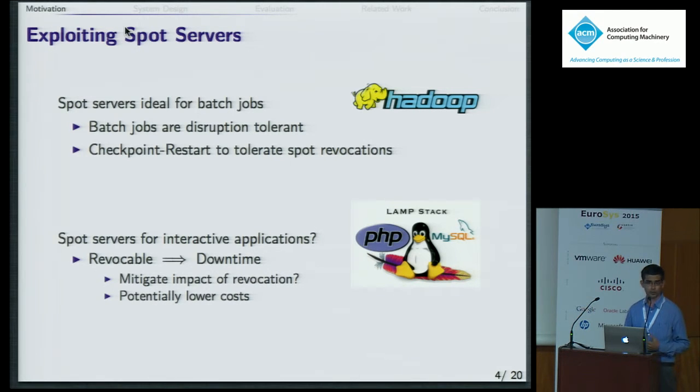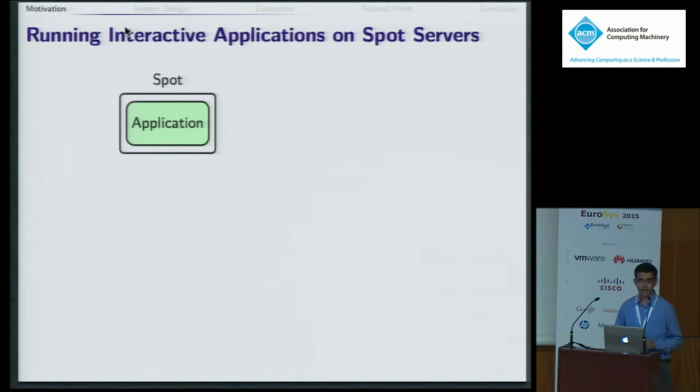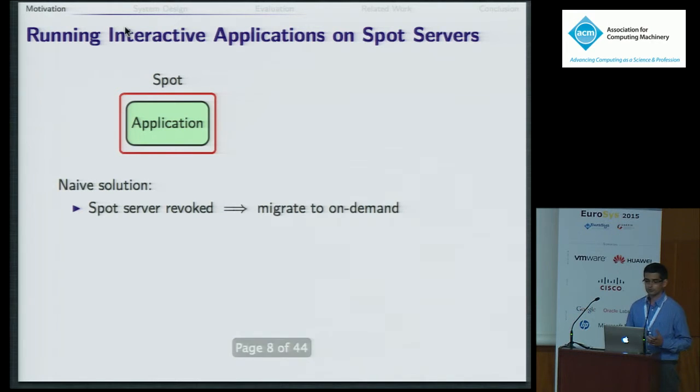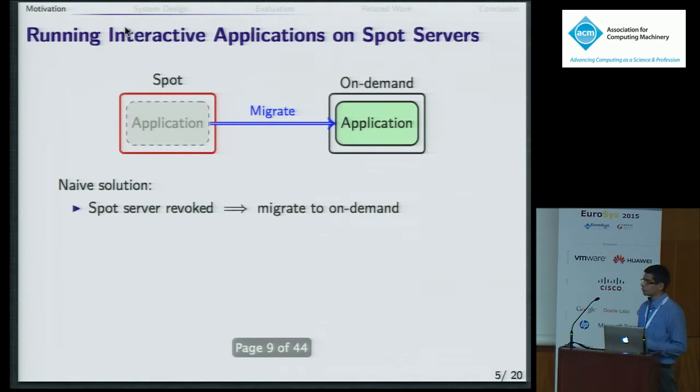But can we do something about this? Can we somehow mitigate the effect of this revocation so that we can run any application at drastically lower costs? Let us look at one naive solution. You run your application on the spot server. When the spot server gets revoked, you simply migrate your application to an on-demand server. Note that an on-demand server is non-revocable.